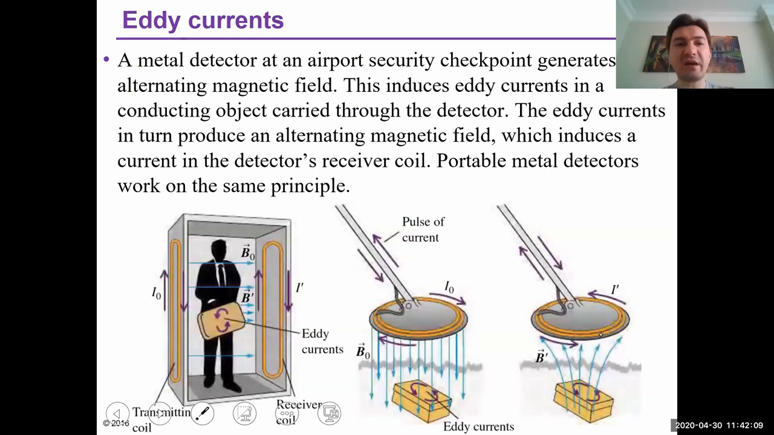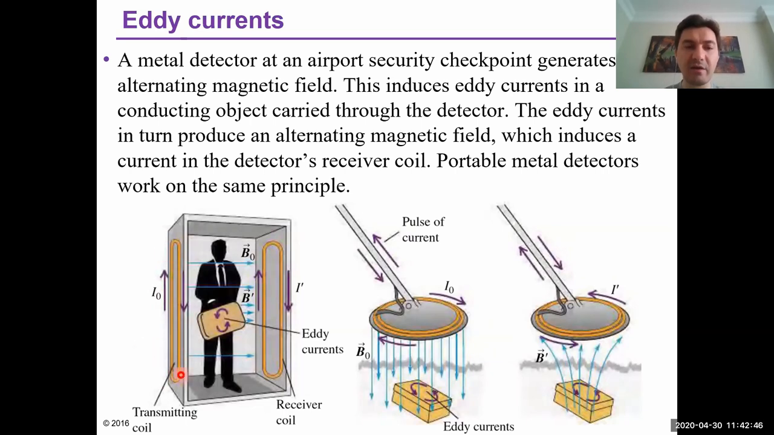Here I will show you another example of eddy currents: metal detectors. So this is a portable metal detector, and this is a conventional metal detector in airports, also at the entrance of shopping centers. Maybe you have walked through such a metal detector several times. So what we have here, we have a transmitting coil.